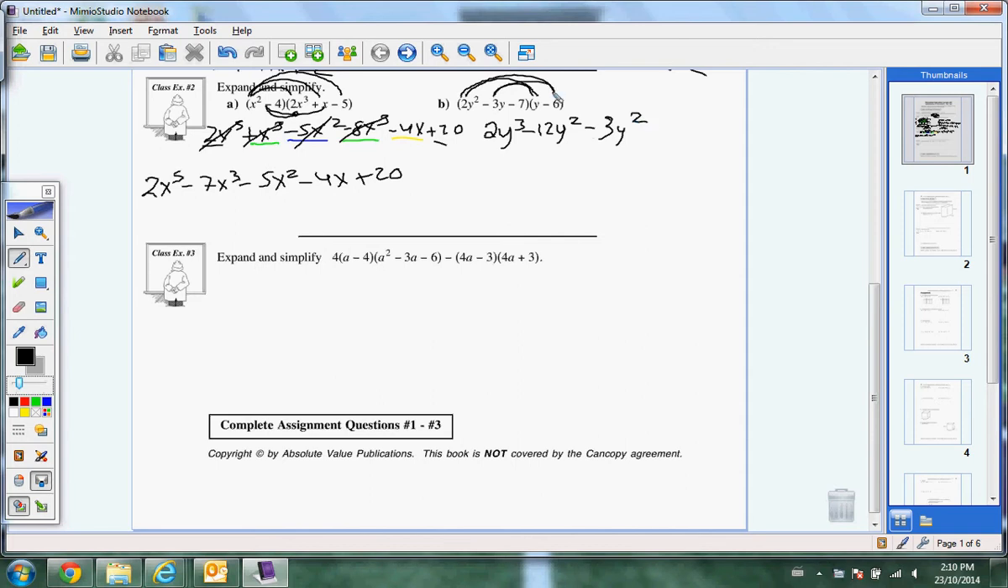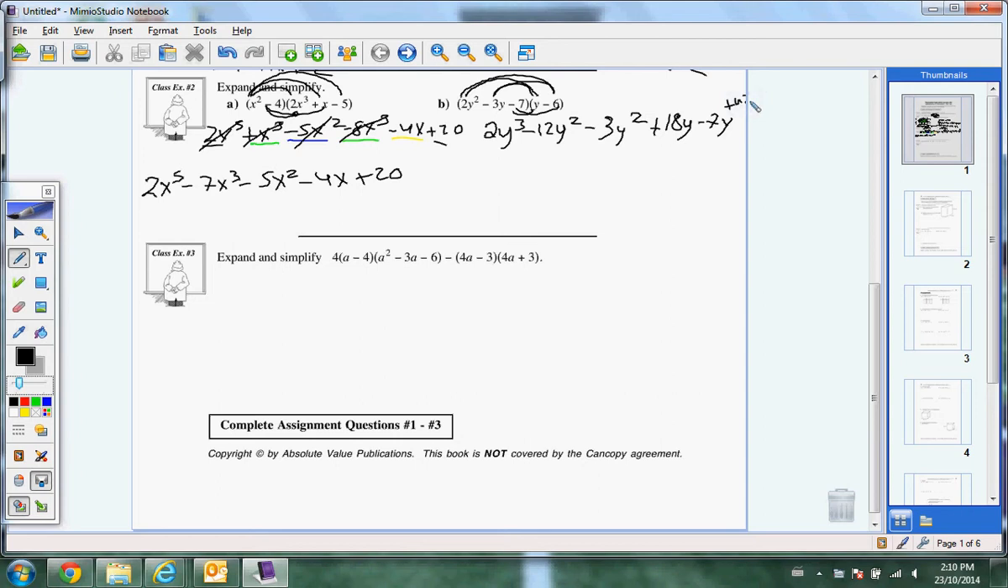Josie, what's negative 3y times negative 6? 18y. Okay, and then we have negative 7 times y, Chris. Okay, and then negative 7 times a negative 6, Taylor. Positive 42, good. Okay, so now I'm going to combine my like terms again.